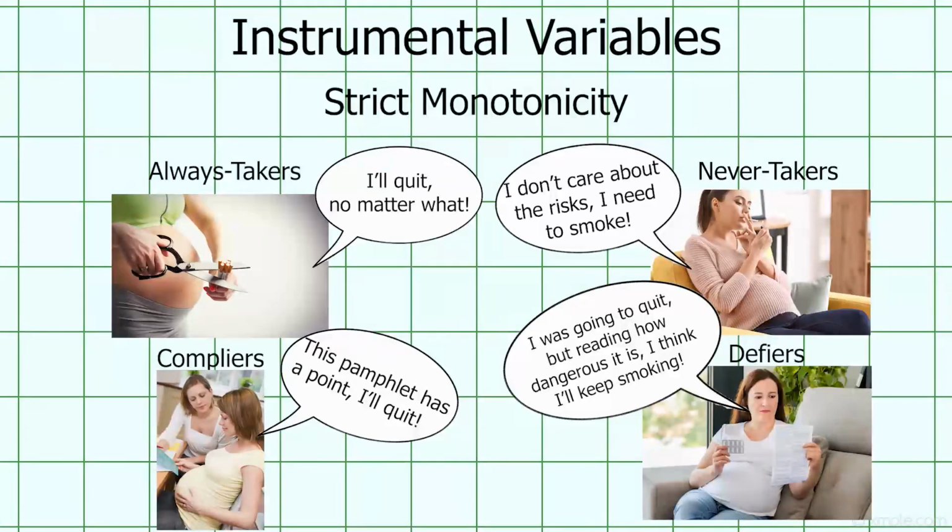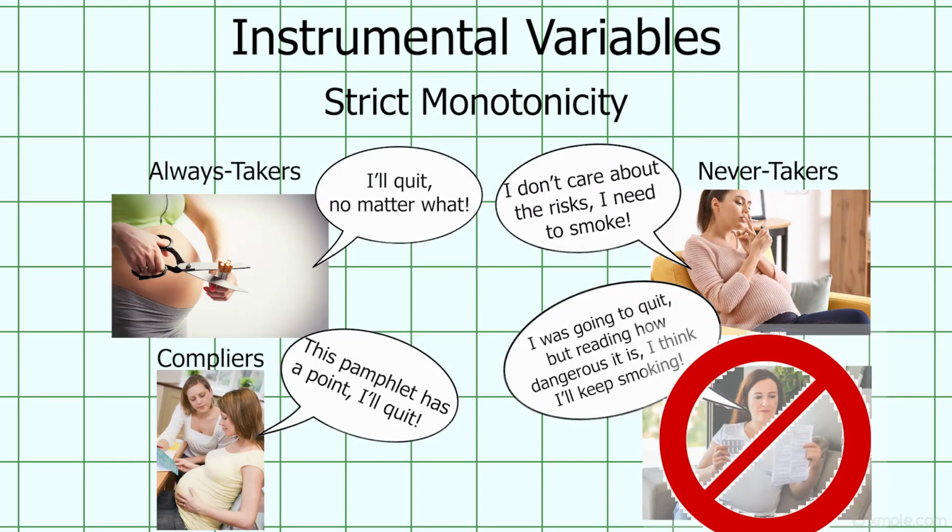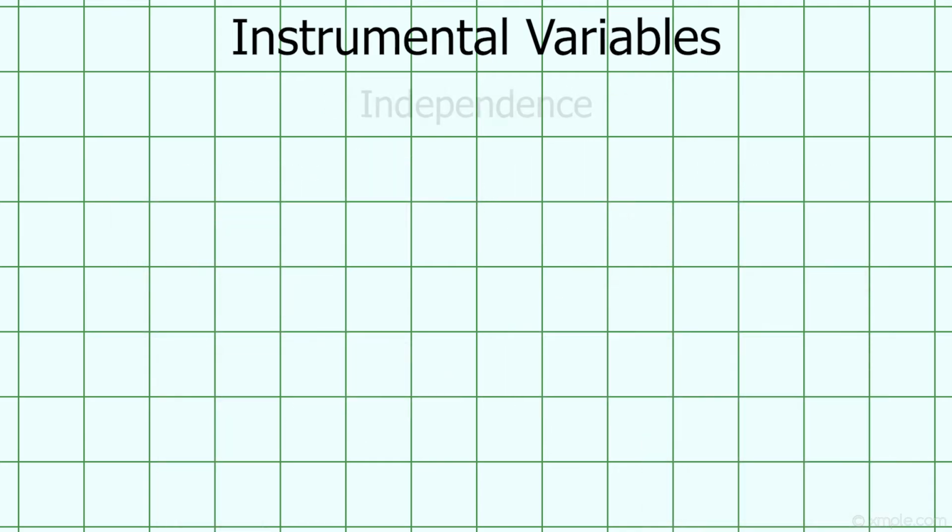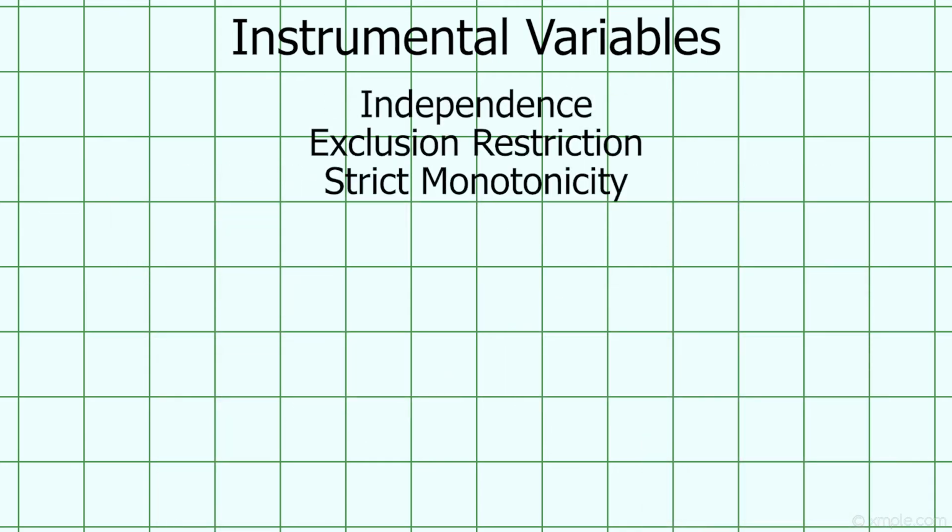If that sounds really weird, then that's good news, because the strict monotonicity assumption means that we assume that there are no defiers. If instrumental variable Z increases X for some individuals and decreases X for other individuals, then we have both compliers and defiers in our sample, the strict monotonicity assumption is violated, and we can't use Z as an instrument for X.